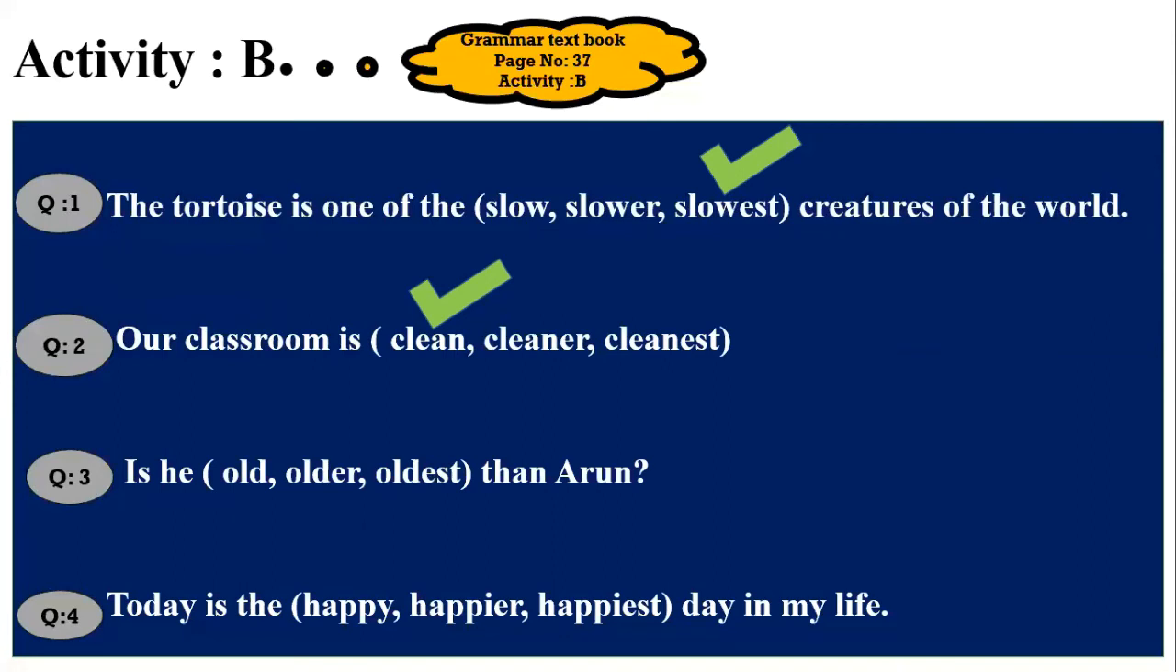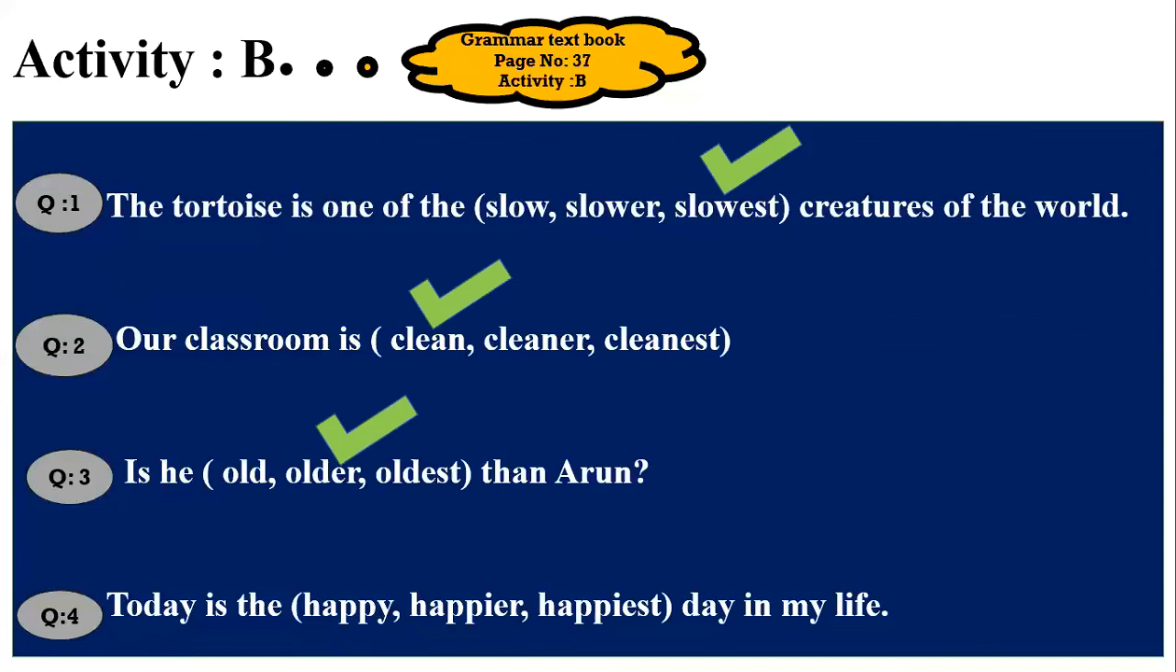Okay. Next one. He dash than Arun. Whenever than comes, it is comparing. So by now you must be thorough. Which word is it? Older. Older is a comparative degree. So the answer is he is older than Arun. Children, please put a tick in your textbook itself.